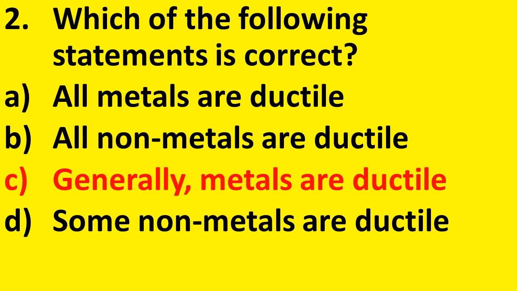MCQ number 2. Which of the following statements is correct? The given options are: number 1, all metals are ductile; number 2, all non-metals are ductile; number 3, generally metals are ductile; number 4, some non-metals are ductile. So, out of these given options, the correct option is generally metals are ductile.